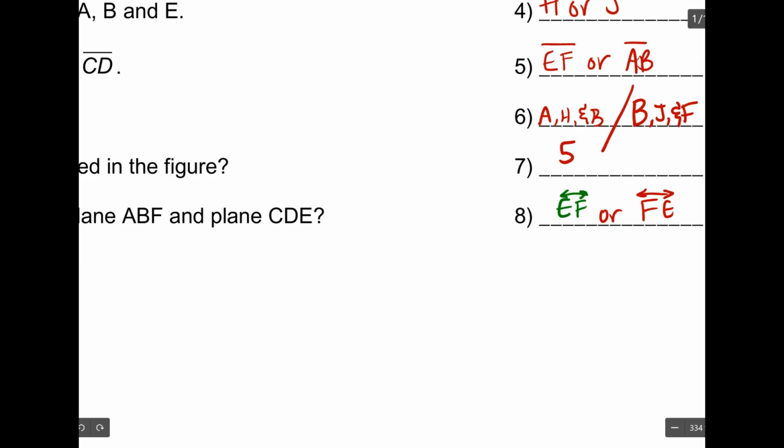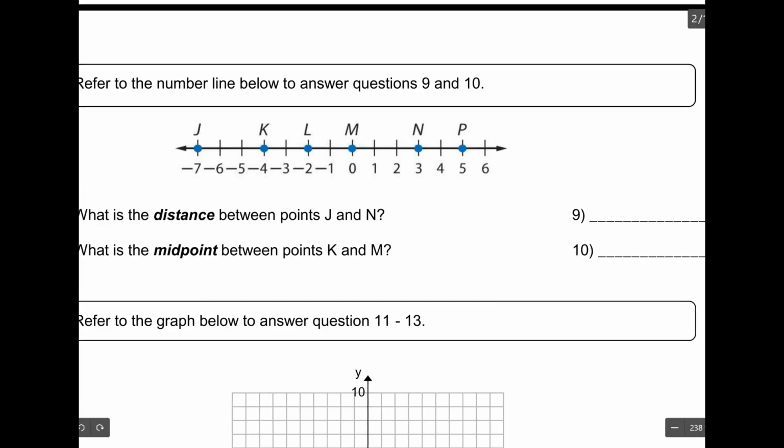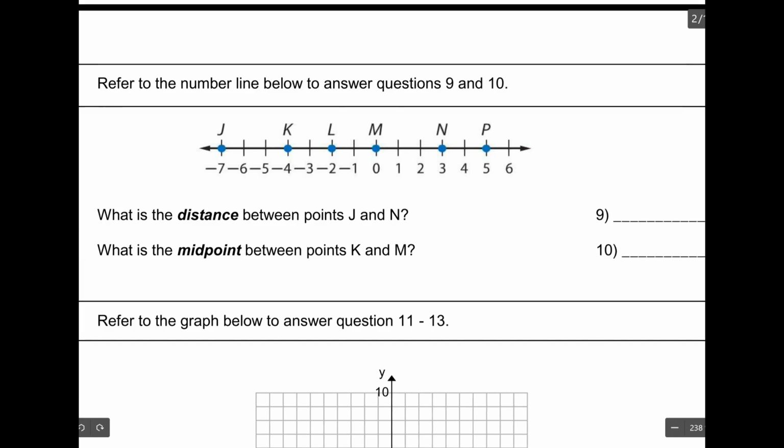Okay, rad. Okay, so what is the distance between points J and N? Ashton? J and N, 1, 2. Let me count it here. So it's accurate. 1, 2, 3, 4, 5. J and N? Oh, I was doing the wrong one. 3, 4, 5, 6, 7, 8, 9, 10. Okay. 10. Yeah, 10.